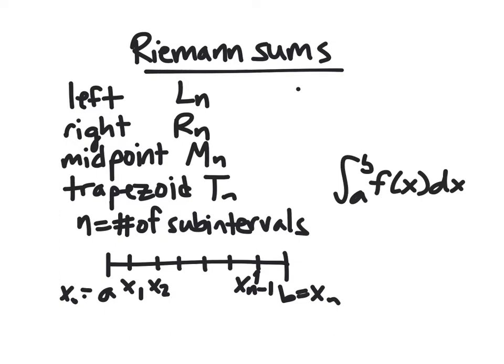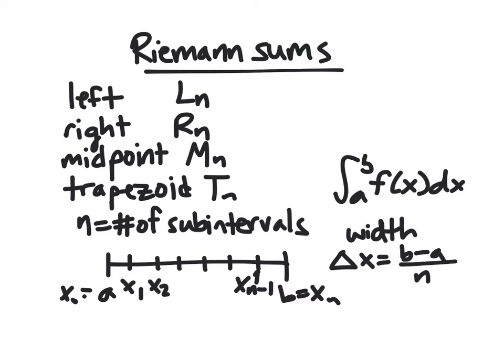And then to actually get the sums, we want to calculate the heights of these rectangles and then multiply them by the widths. So what is our width, first of all? Well, if they're evenly spaced, then our width, which we usually call delta x, is the length of the interval, b minus a, divided by the number of subintervals, n.